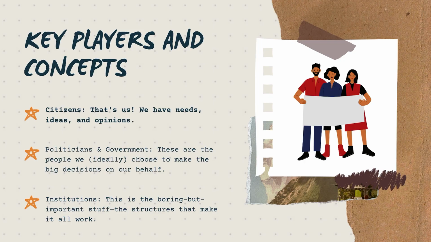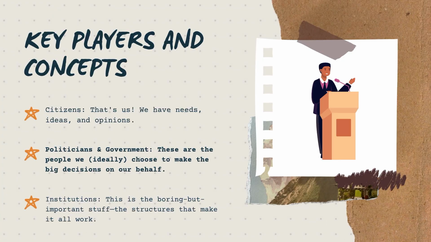Next topic would be the key players and concepts. So who are the key players of this game? There are three main groups. First are the citizens, that's us. We have the needs, ideas, and opinions. Our main power, voting, but also protesting, writing to leaders, and just talking about issues in general. Our voice and the way we speak up is our own superpower.